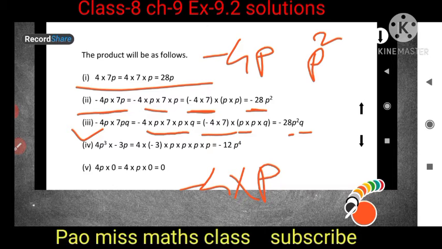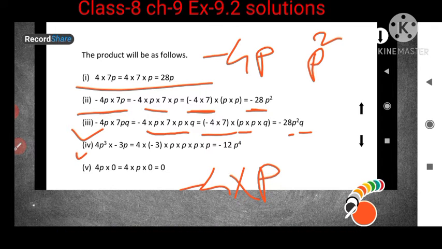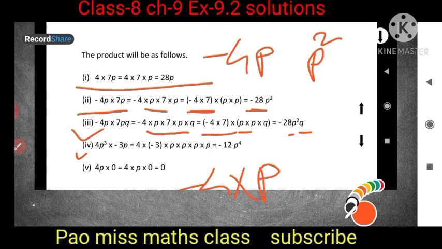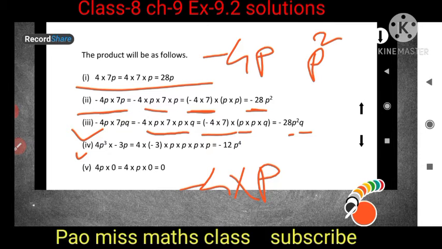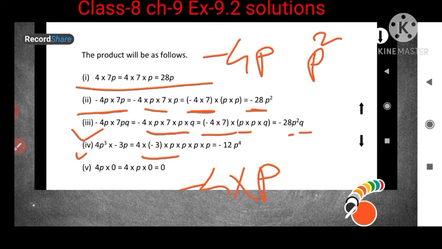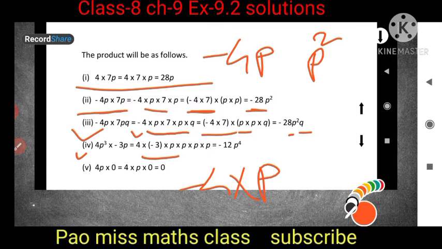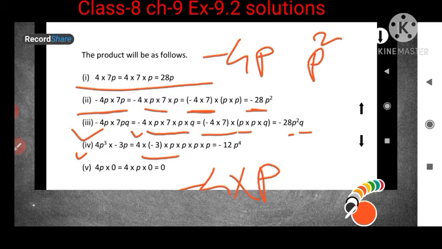Minus 28p square q. Now question number 4. Here it is given 4p to the power 3 multiplied with minus 3p. Now you will multiply the numbers together. If you can, you can skip the second step, so directly I am multiplying the numbers together: 4 and minus 3, and p to the power 3.